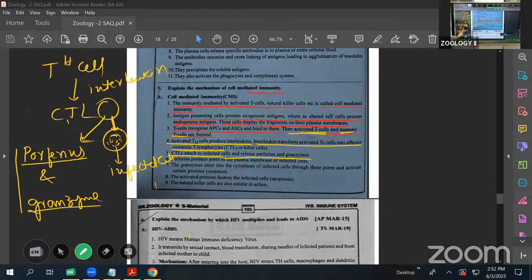What is the function of the porphyrins? They make holes in the infected cell which is having the microbe. The cell has a number of openings, or pores, made by the porphyrins. And what about the granzymes? After the openings form, granzymes enter inside the infected cell. The infected cell becomes larger and swollen and is destroyed. That condition is called apoptosis.